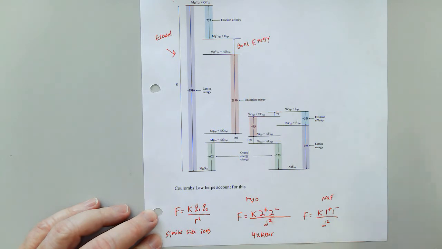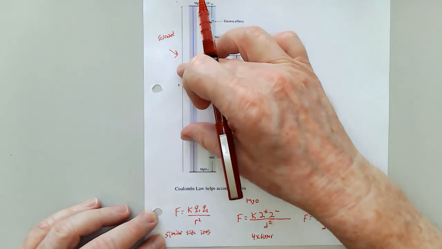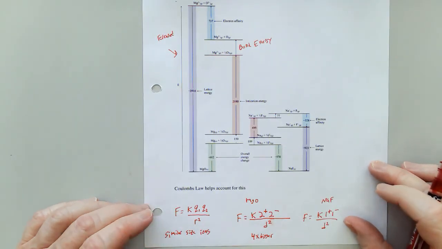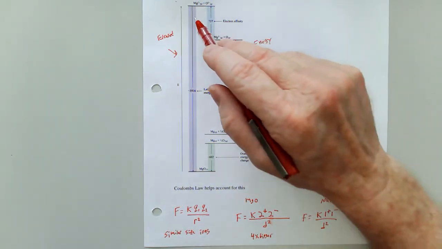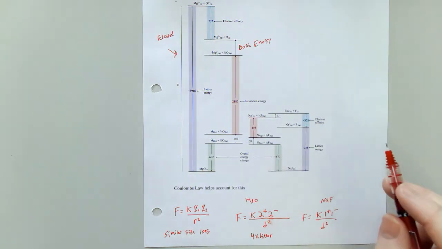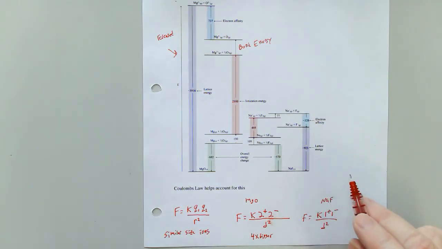Now, the distances between the ions differ. They're not exactly the same size. They're pretty close, but they're not exactly the same size. So d is basically the same in both of these, which shows you that this force is 4 times bigger than that force. So the 1,000 versus the 4,000 actually tracks really nicely. And what that starts to tell us now is that it's 4 times harder to separate a magnesium ion from an oxide ion than it is for a sodium ion from a fluoride ion.